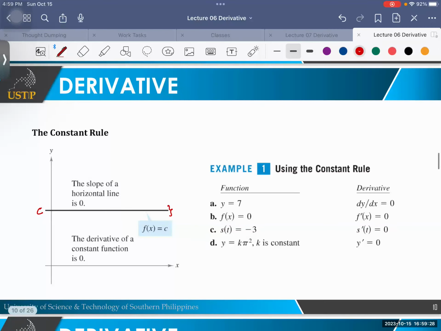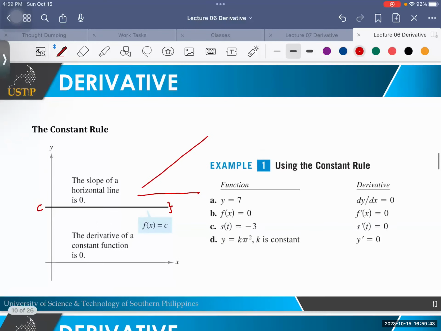When we say slope, that is the steepness of a certain graph or a certain line. So kung naay line class, steep siya no, pasaka ba, very inclined. When you have a horizontal line, dili siya inclined. Meaning zero ang inclination, zero ang slope. So always ang slope sa horizontal line is equal to 0. Meaning, di ba, ang atong gipangita, ang slope is the derivative. So meaning the derivative of a constant function is always equal to 0.